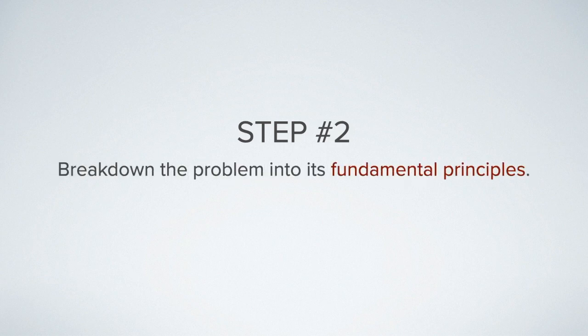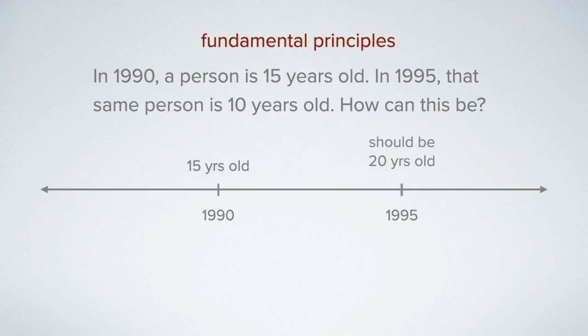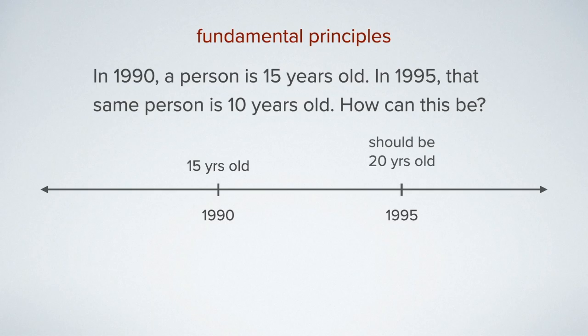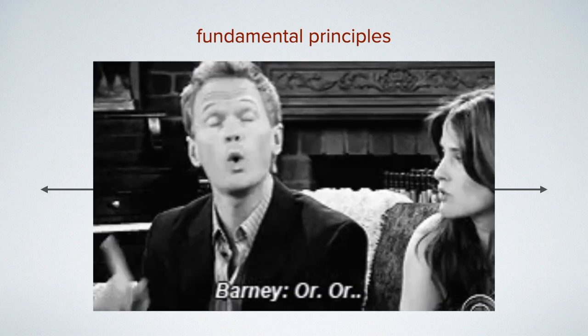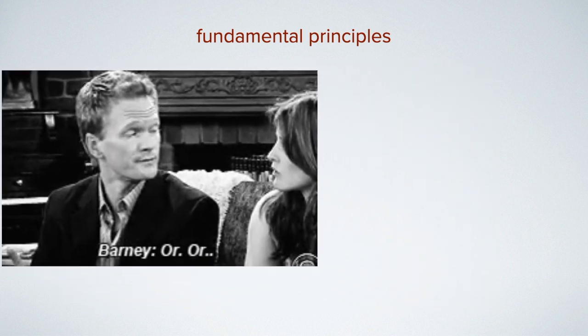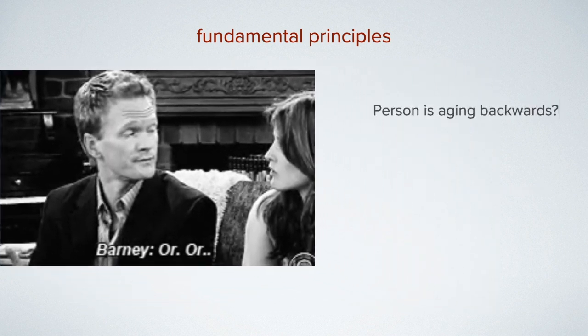Step number 2, let's break down the problem into its fundamental principles. And how do we do that? It's by questioning your assumptions. So for this case, we had this assumption. We could say that, oh, that person should be 20 years old by 1995 and not 10 years old. Or we could ask ourselves, is that person aging backwards? Well, no. No person is aging backwards, right? How about 1995 is earlier than 1990?